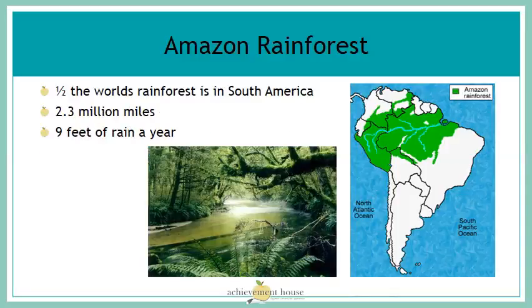Now that we know where the Amazon River is, let's talk about the Amazon rainforest. Half the world's rainforest is in South America. It covers 2.3 million miles, and it receives 9 feet of rain a year. Compare that to the desert we just talked about that receives no rain. In future lessons, we'll talk in more detail about the Amazon rainforest.